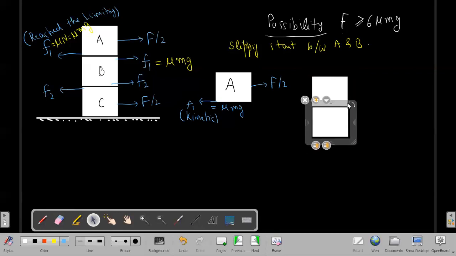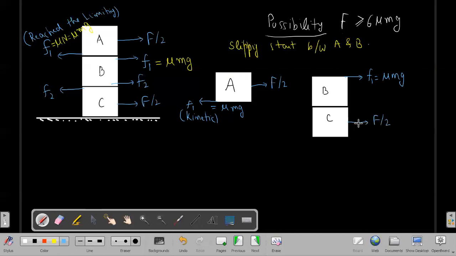Since frictional force F2 is less than the limiting value, there is again a possibility that the block B and block C are moving as one unit. And if I look for the forces on these two blocks, then there is a frictional force F1 on the block B in the forward direction given by mu mg. There is force F by 2 on the block C in the forward direction. There is frictional force F2 on the block C to the left side and F2 on the block B on the right side.